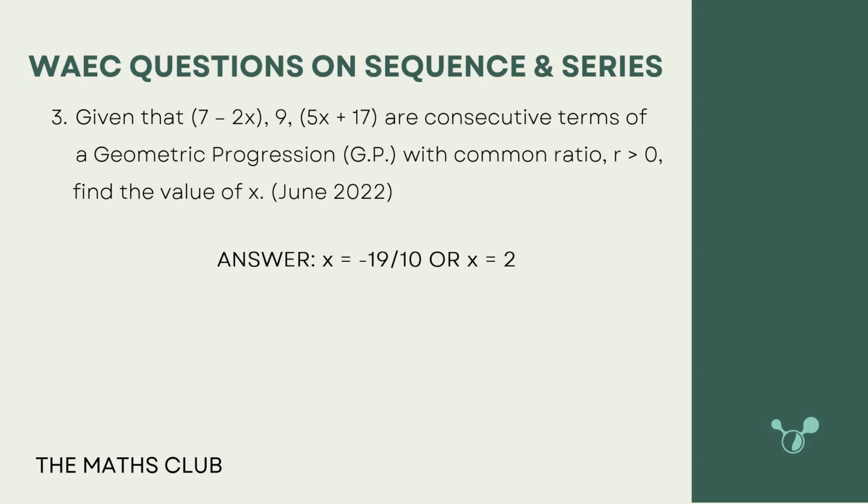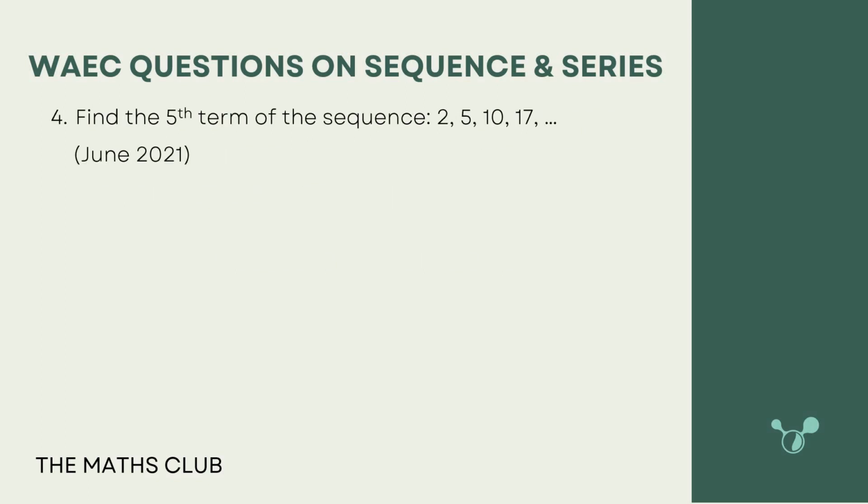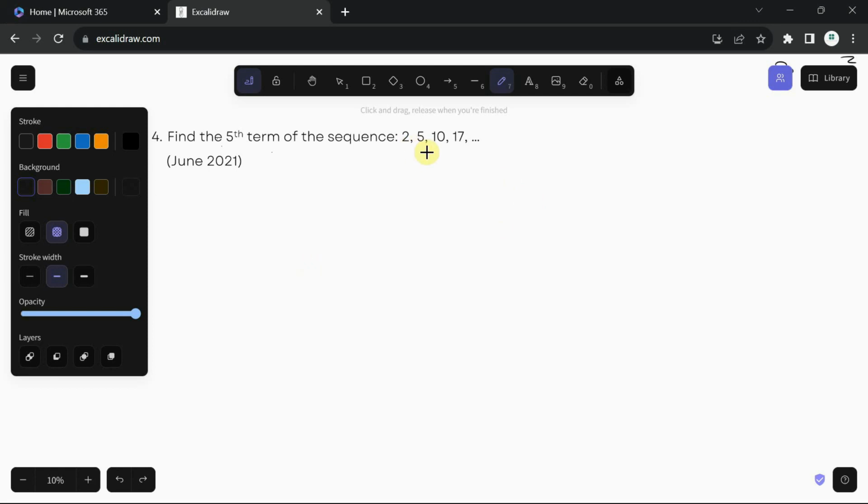Well done to everyone. Now the next question says we should find the fifth term of the sequence 2, 5, 10, 17. What do you notice? The difference between these two is 3. The difference between these two is 5. The difference between these two is 7. Can you see the pattern? Take a moment, pause the video and try it if you can see the pattern.